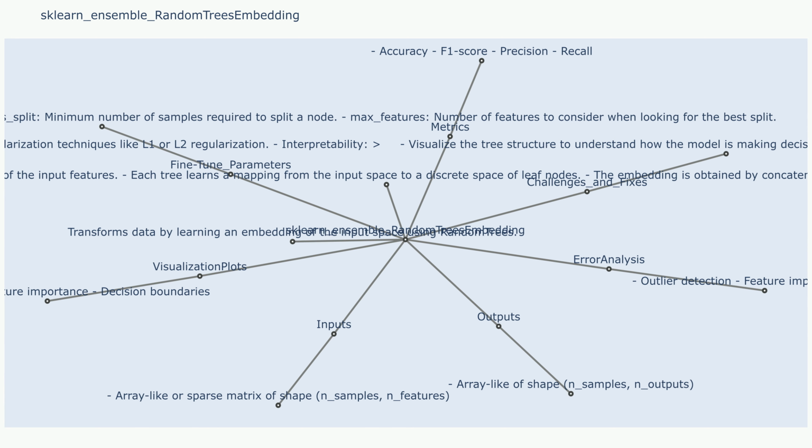Parameter 3: min_samples_split. This parameter specifies the minimum number of samples required to split an internal node.